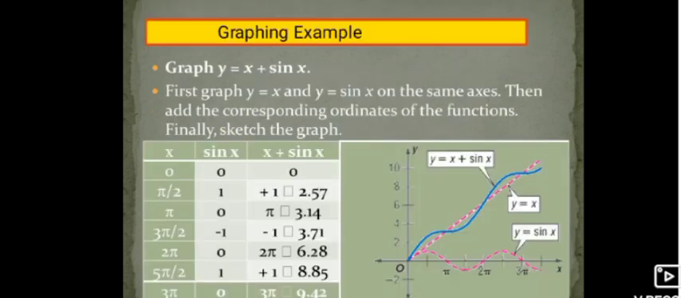Graphing example. Graph y is equal to x plus sine x. First graph y is equal to x and y is equal to sine x on the same axis, then add the corresponding ordinates of the functions. Finally, sketch the graph. So, this is the graph.